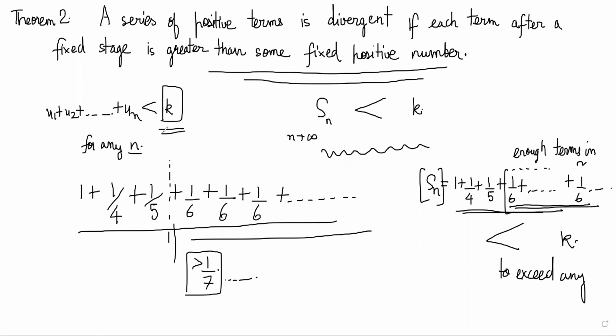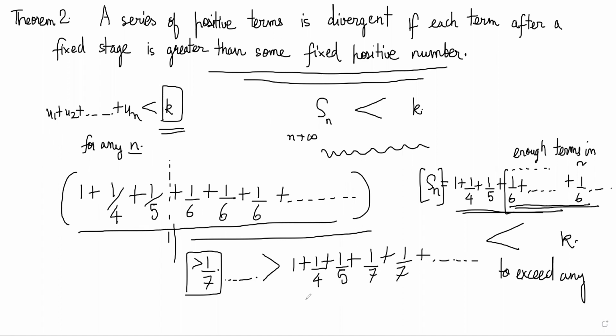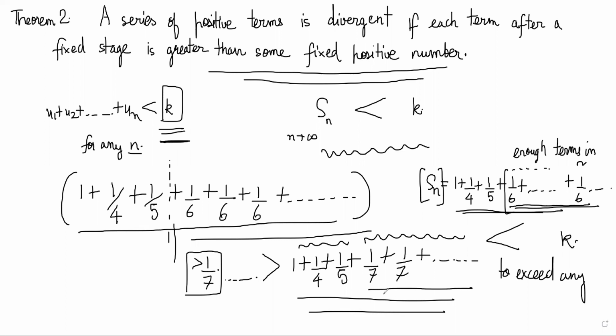Now what I can do, I can disprove that by saying that this series is bigger than this series. And in this series, you can find enough terms that it will exceed k, because I can choose enough 1 by 7s and it will exceed whatever k you pick. No matter what k you decide, I can choose enough 1 by 7s to make it bigger than this.